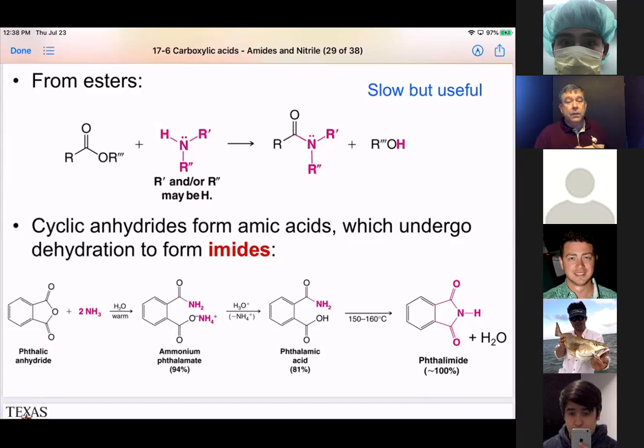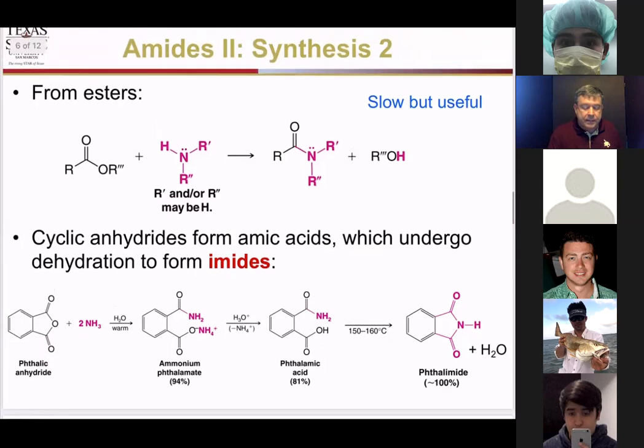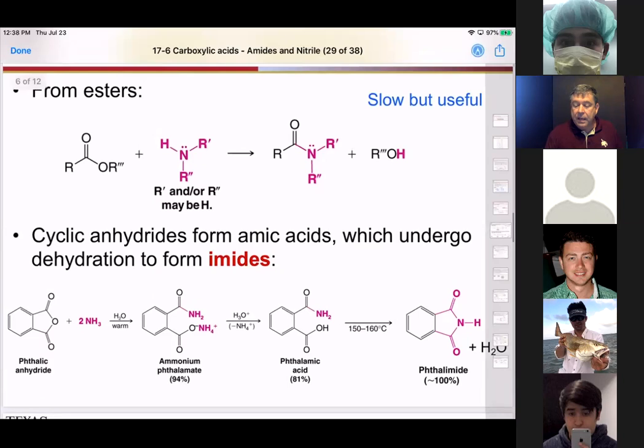Now, if you have a cyclic anhydride, you're actually going to generate something a little different. You're going to create what we call an amic acid. If you have an equivalent of an amine react with a cyclic anhydride, instead of having the other half of the anhydride go off as the carboxylic acid salt, you'll end up with one amide right here, and the other one is the carboxylate salt right here.